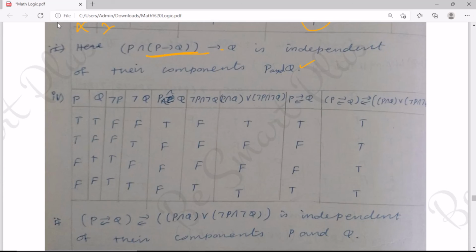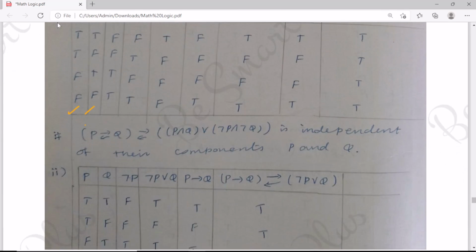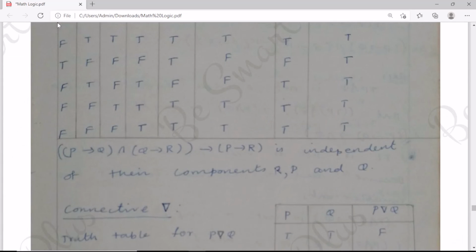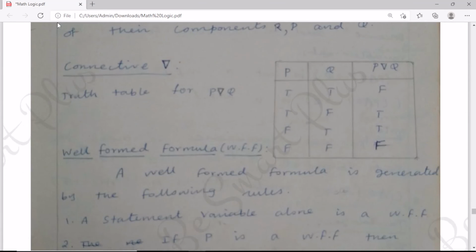The second one also, and the third one also. Whatever it may be, you have to work it out and look at the final values. Definitely that doesn't coincide with the components P, Q. If it involves three variables, P, Q, R, that has distinct, different truth values. That is the meaning of independent. The third one also. So all of them are independent of their components P, Q, and R.